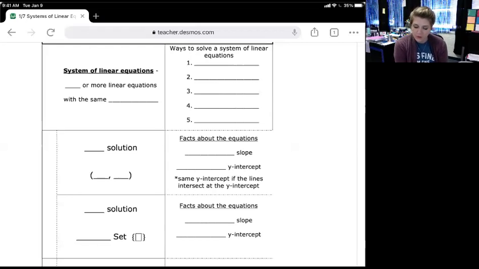Okay. So we have a couple of types of systems that we're going to be studying. Essentially, our system of equations is going to be 2 or more linear equations with the same variable.